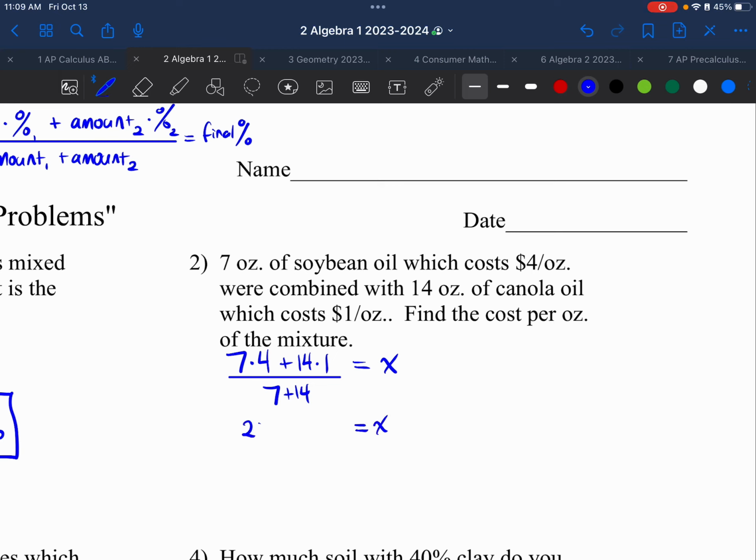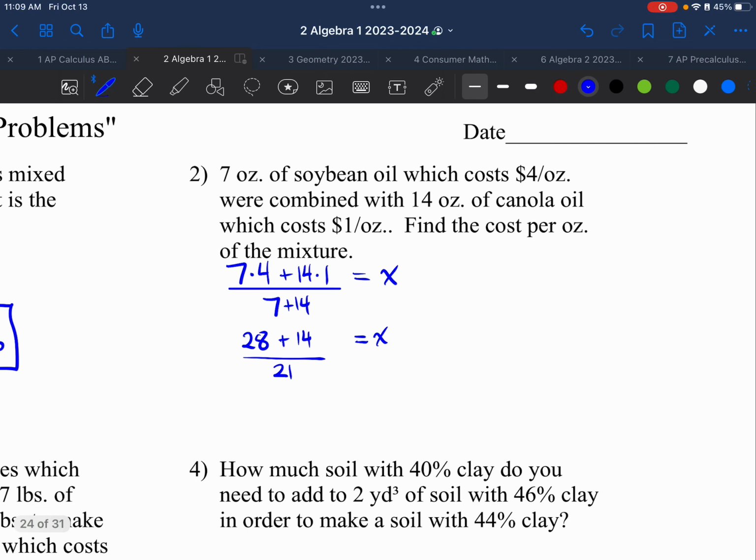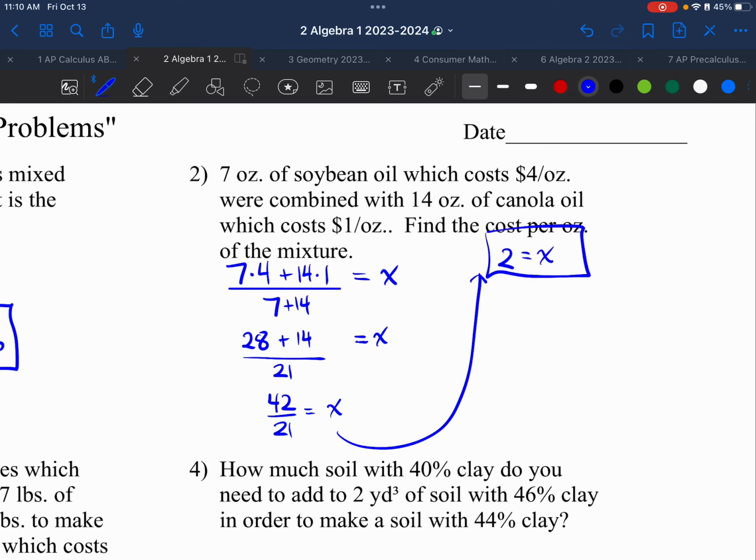7 times 4 is 28, plus 14 times 1 is 14. All of this is going to be divided by 7 plus 14, which is 21. 28 plus 14 is 42, divided by 21. That's equal to x. I ran out of room, so I'm just going to do it up here. I'm going to say that 2 is equal to x. Okay, so that is our answer. We're not going to box this, though. We need to interpret our answer.